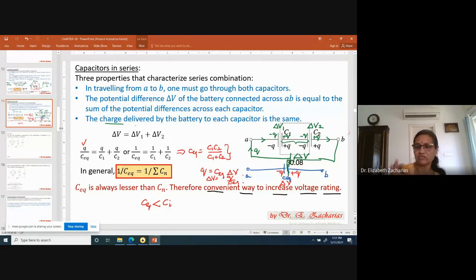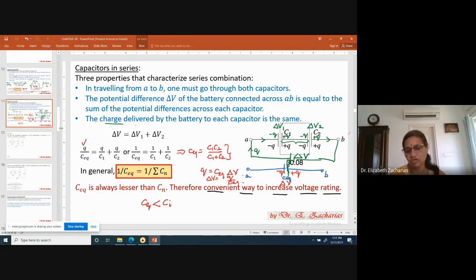The capacitor breaks down. So whenever you have a capacitor given to you, the capacitor has a certain rating. That rating tells you the maximum voltage that you can apply to it. You should not exceed it. Let's say you have a battery in your laboratory that is able to give 10 volts. But your capacitor has a rating of only 4 volts.